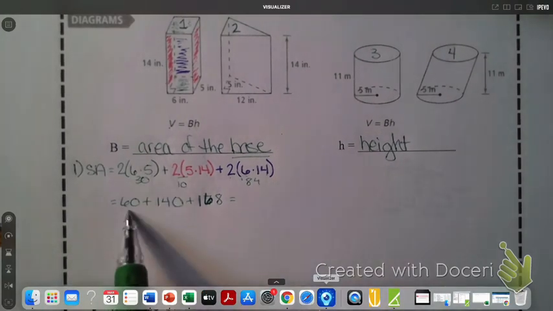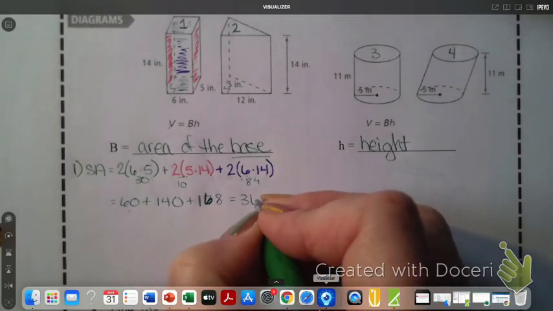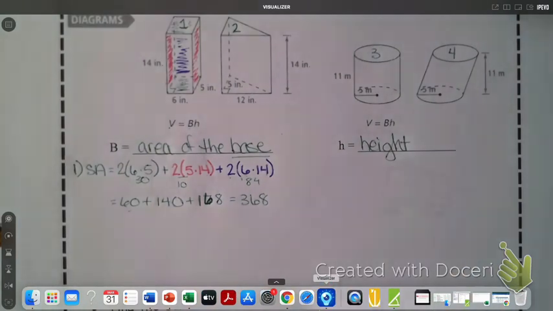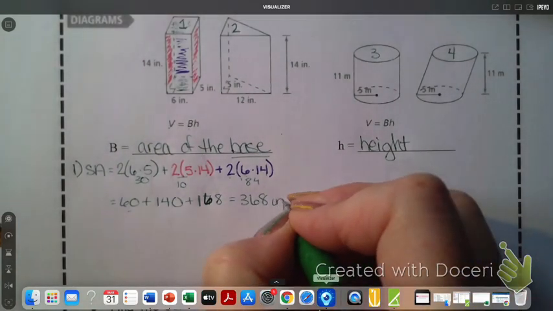Okay, so 140 and 60 is 200. And so I got 368. And what is my label? Inches squared. We're doing area.